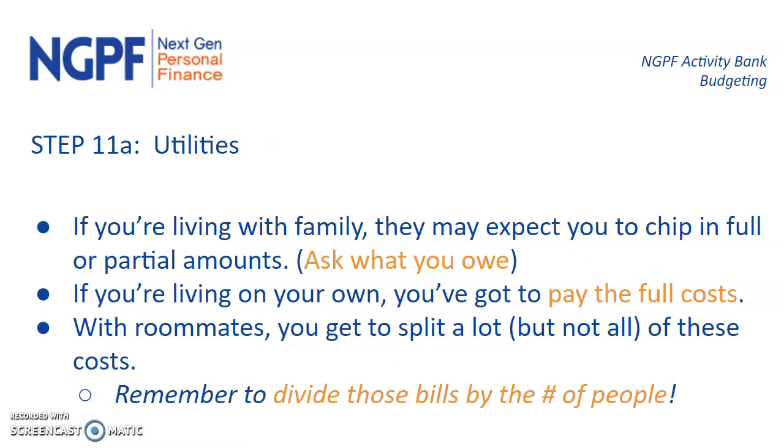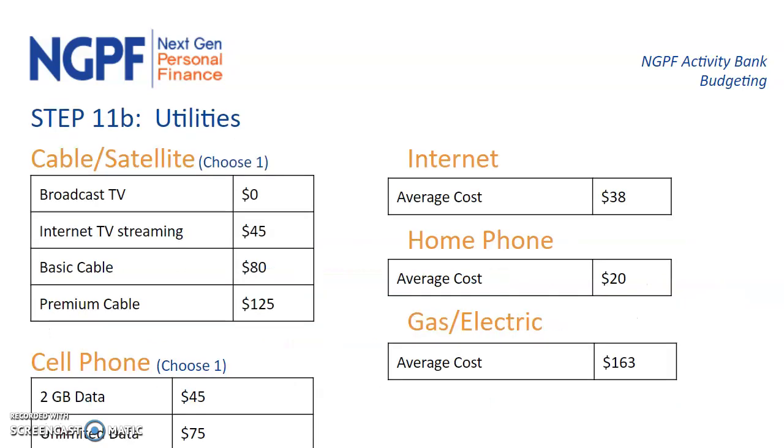Utilities. What are utilities? Those are the bills like heating costs, water, internet, cable, right? So if you're living with family, they may want you to pay part of those utilities. So you need to ask them. But if you're living on your own, you have to pay the full costs. With roommates, you get to split those costs. But remember, you divide those bills by the number of people. So those are something you have to figure out. So here are your choices.